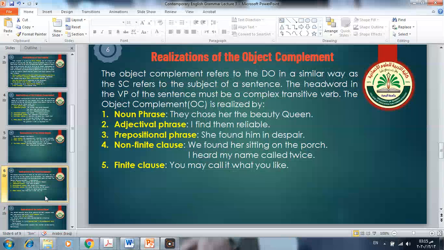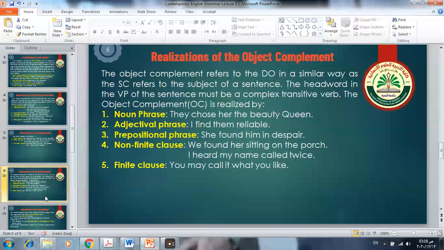Adjectival phrase, I find them reliable. So reliable is the adjective phrase which is used to add meaning to the object. A prepositional phrase, she found him in despair. In despair is the prepositional phrase which functions as an object complement.